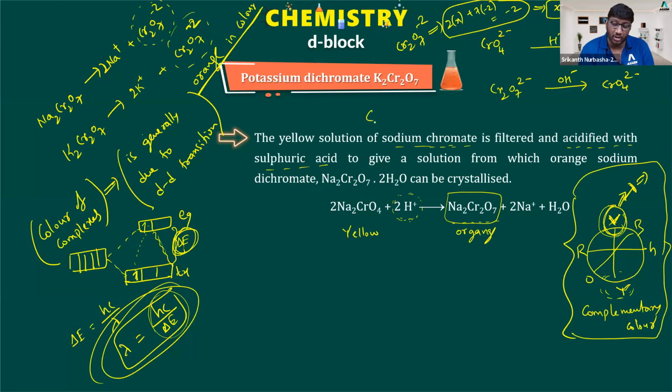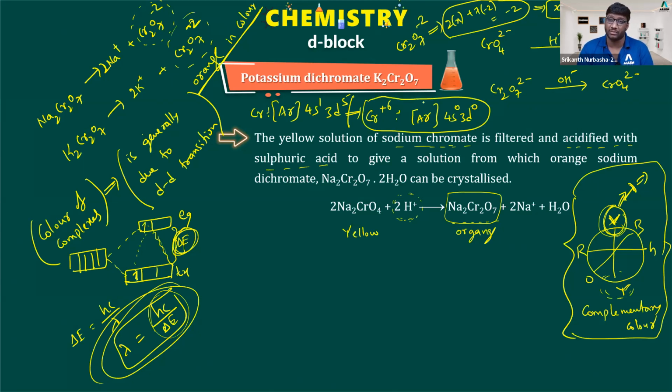What is the electronic configuration of chromium in the plus 6 state? Chromium has electronic configuration of argon 4s1 3d5. Chromium in the plus 6 state will have all the 4s1 and 3d5 electrons removed: 4s0, 3d0. So do we have any unpaired electron in the chromium plus 6 ion? For chromium in the plus 6 state, we do not have a single unpaired electron.